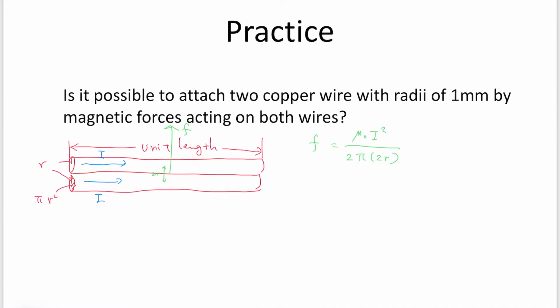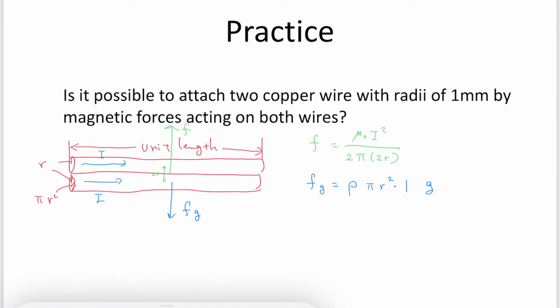And also a gravitational force is acting on these wires. So the gravitational force, you can calculate. The mass of this wire is rho, the density, times the volume. So you have to multiply it by pi r squared. The unit length is 1. Times the gravitational acceleration g. This is the gravitational force.